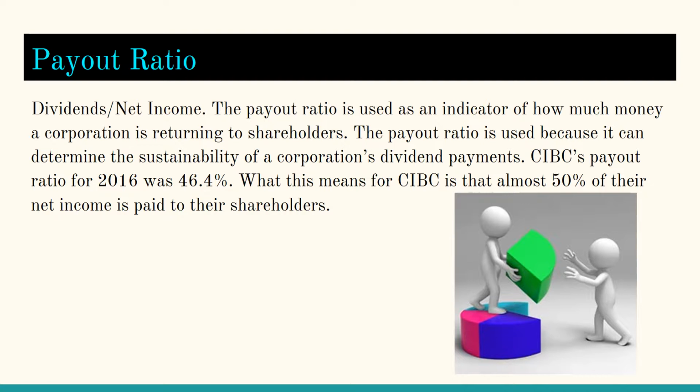The payout ratio is used as an indicator of how much money a corporation is returning to shareholders. The payout ratio is used because it can determine the sustainability of a corporation's dividend payments. CIBC's payout ratio for 2016 was 46.4%. What this means for CIBC is that almost 50% of their net income is paid to their shareholders.